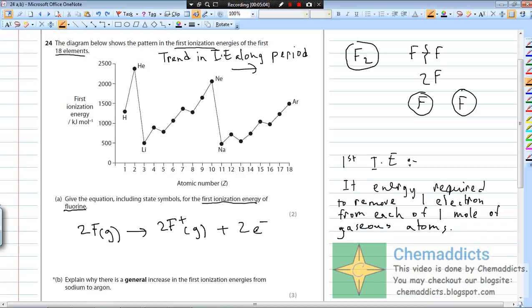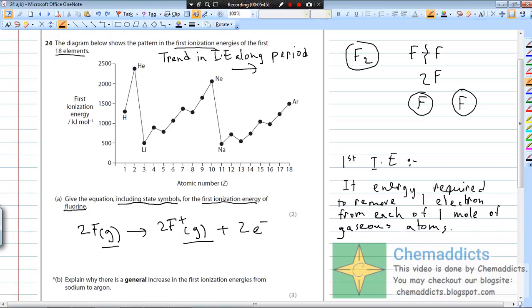Here we can see that there are 2 marks for this question. One mark is for mentioning the species, and the state symbols are really necessary in this case, since the question says including state symbols. So we need to mention the state symbols for each species. This is how we solve A.